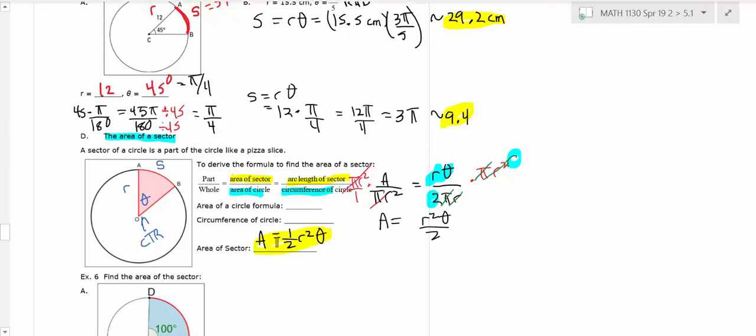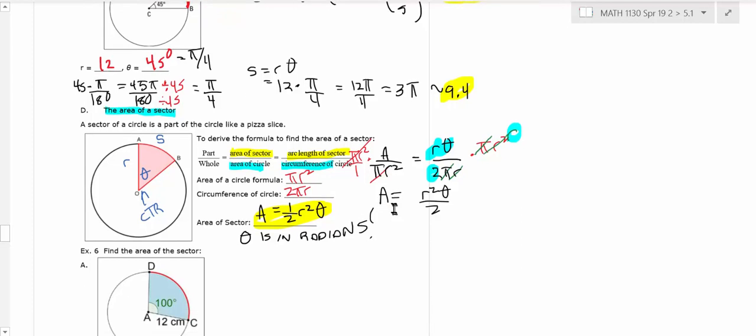Does that make sense how I figured that out? Proportions are very helpful. We use that to figure out formulas all the time. So again, the area of a circle is pi r squared, and the circumference is 2 pi r. The area of the sector is 1/2 r squared theta, and again, theta is in radians. If it's not in radians, your answers won't make any sense. So that's real important.